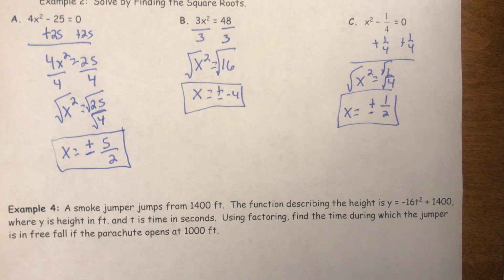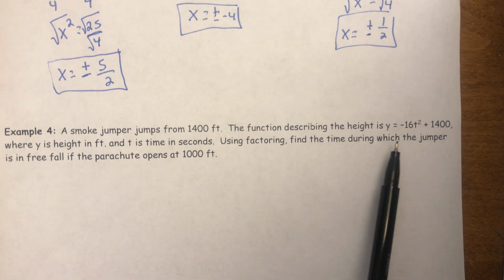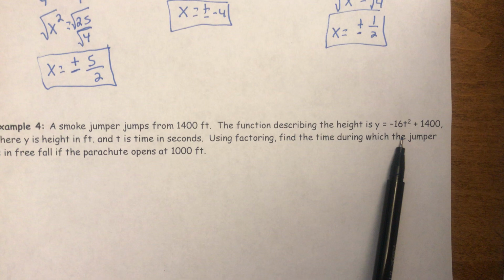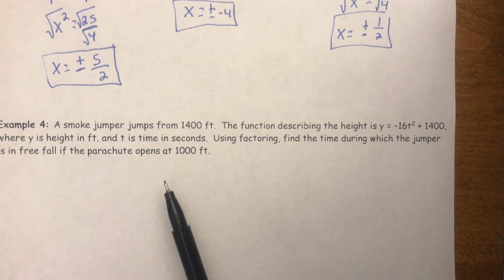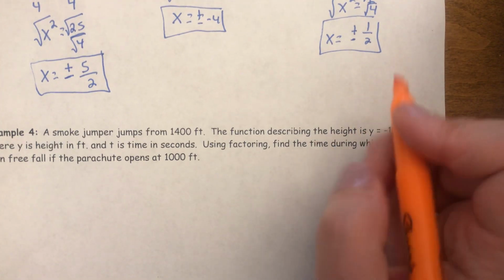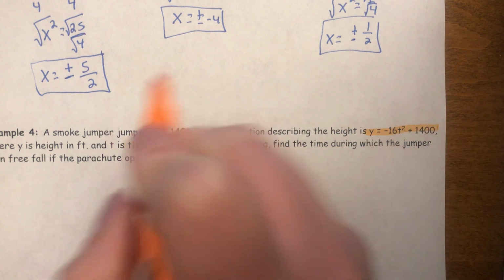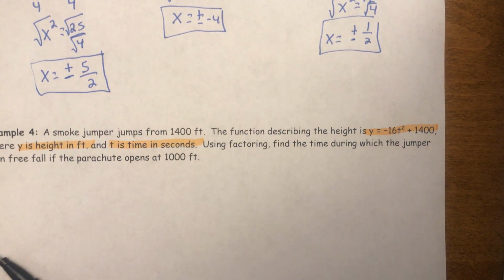All right, so now let's apply these skills in a context problem. A smoke jumper jumps from 1,400 feet. The function describing the height is y equals negative 16t squared plus 1,400, where y is the height in feet and t is the time in seconds. I'm going to highlight that function. It's always important to note what your variables are representing.